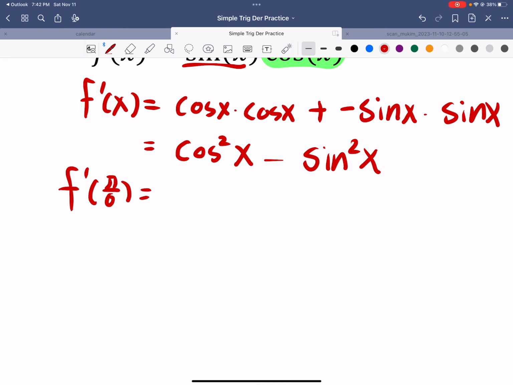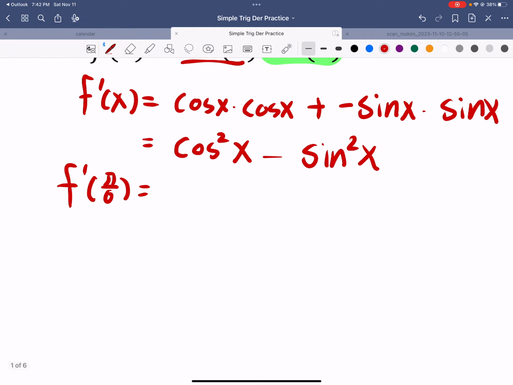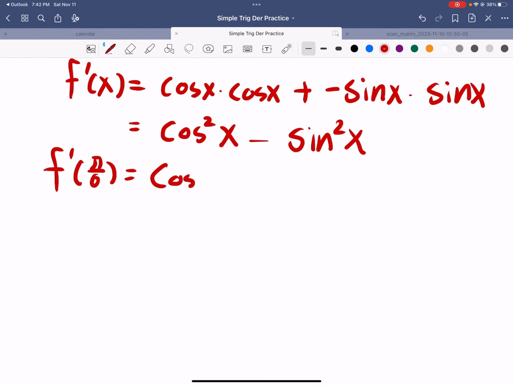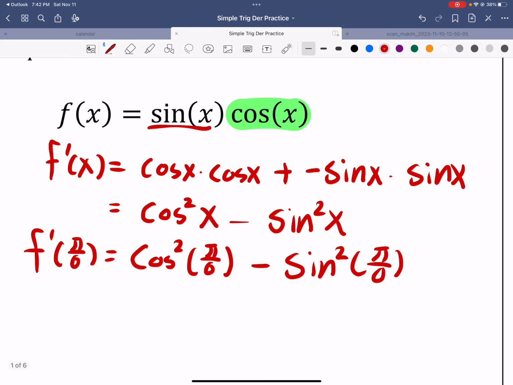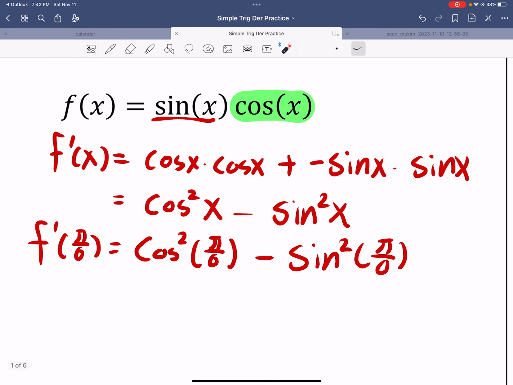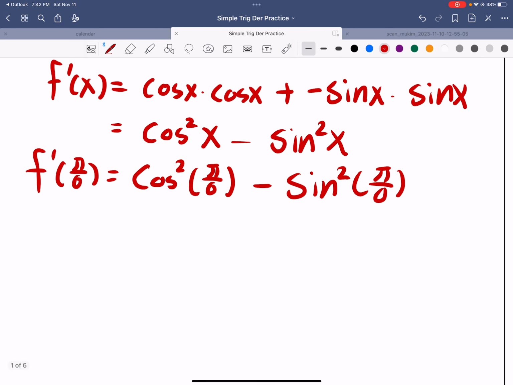So for pi over 6, now, instead of x, you're going to plug in pi over 6. Okay. You know what? Let me write this one down for you. Minus sine squared pi over 6. And because cosine is CAH, as we just looked at, it's going to be square root of 3 over 2, and squared because of this square, okay?